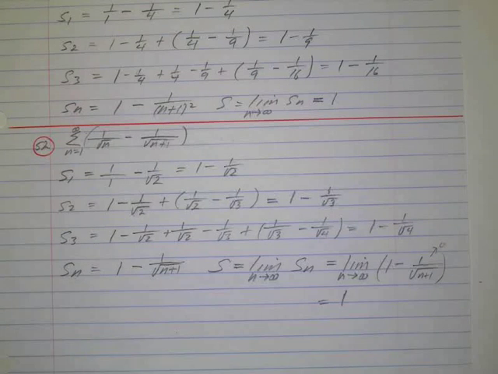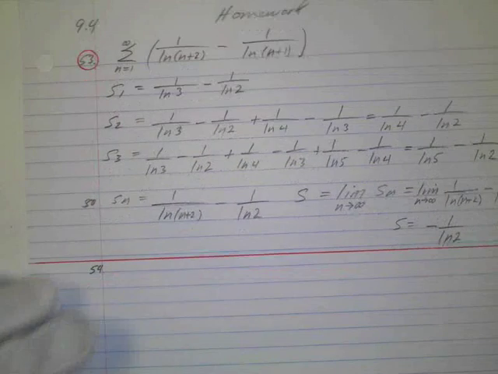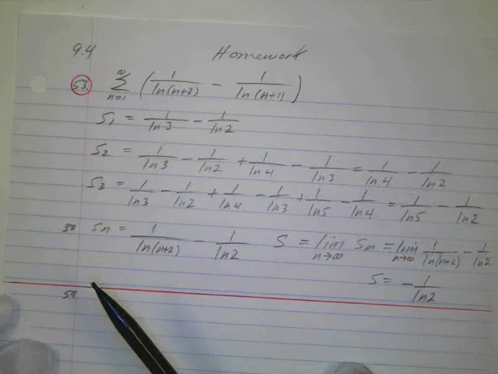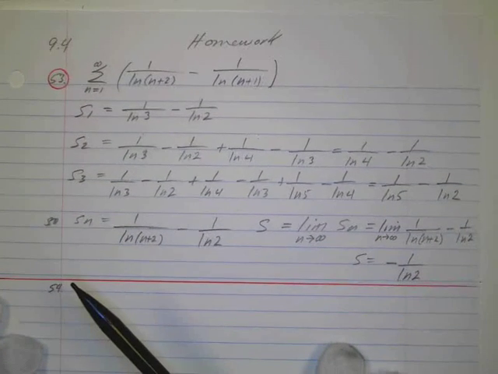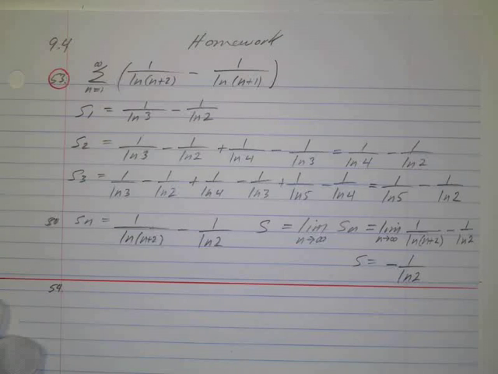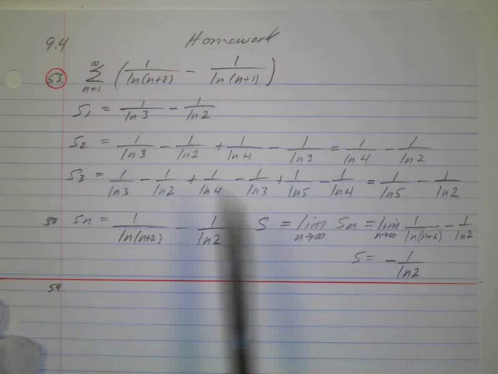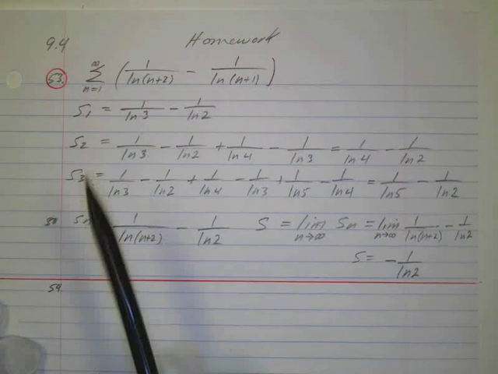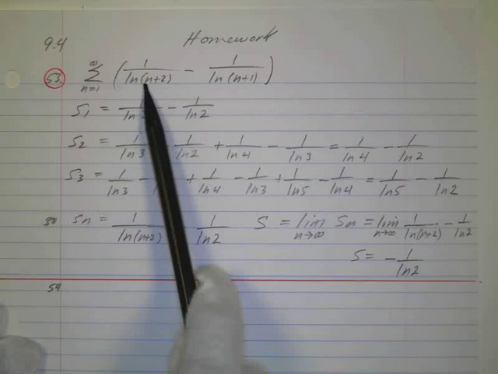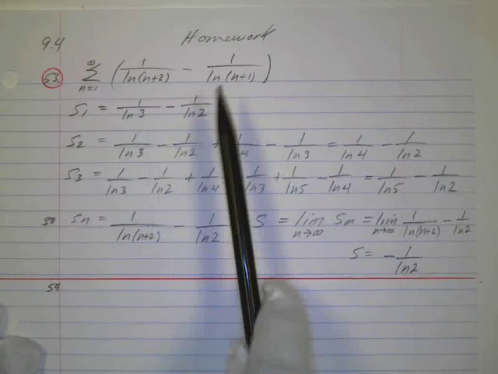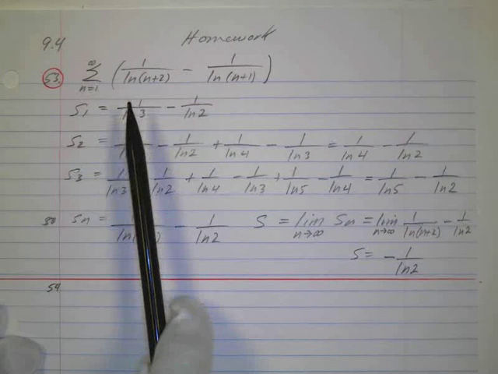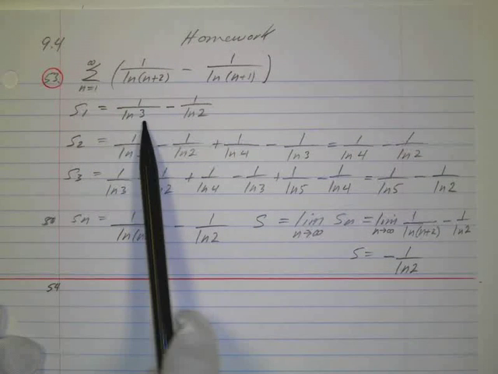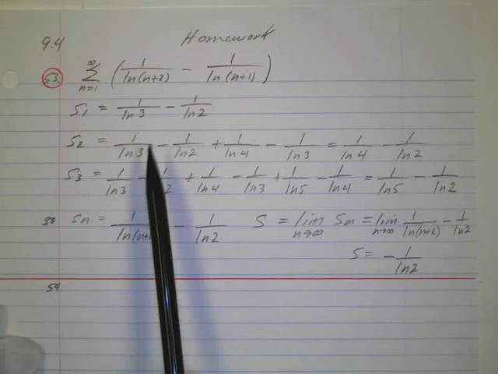And where's 53? Here's 53. And again, they gave this to us. One over the natural log of n plus 2 minus one over the natural log of n plus 1. So when n is 1, 1 plus 2 is 3, 1 plus 1 is 2. So 1 over the natural log of 3 minus 1 over the natural log of 2.